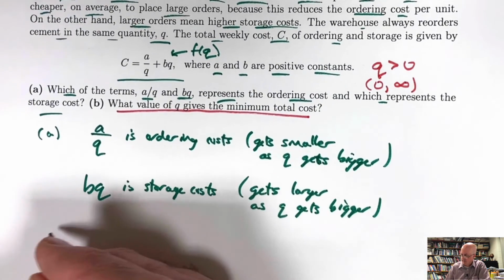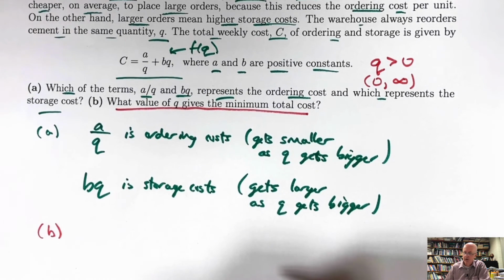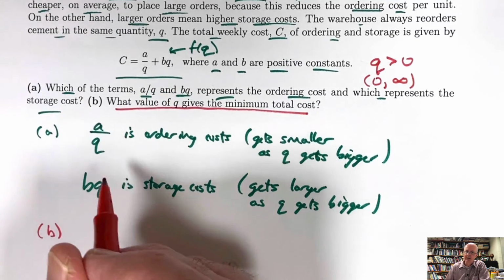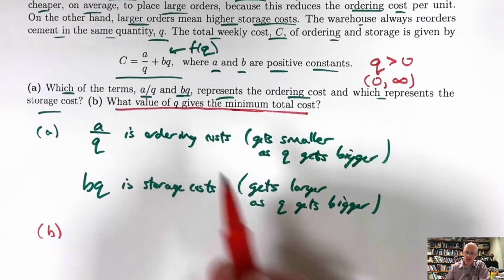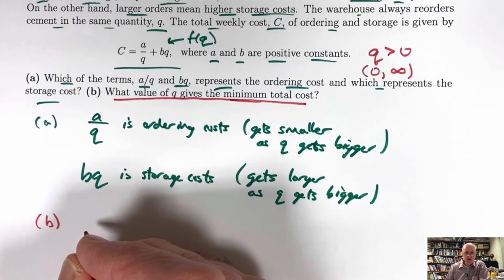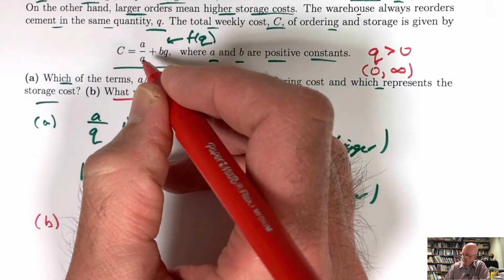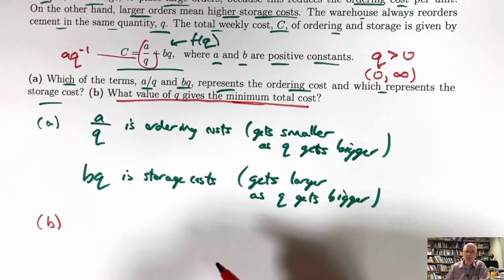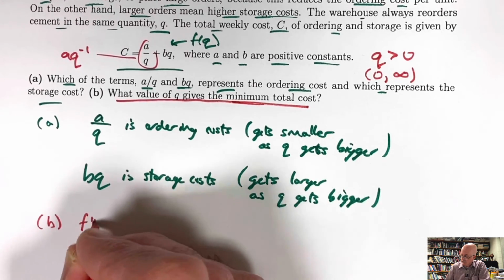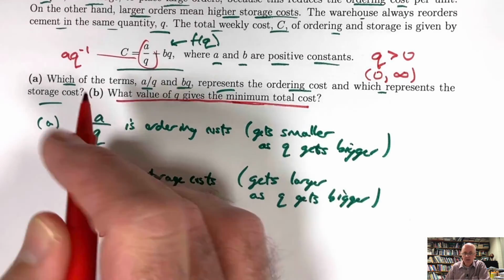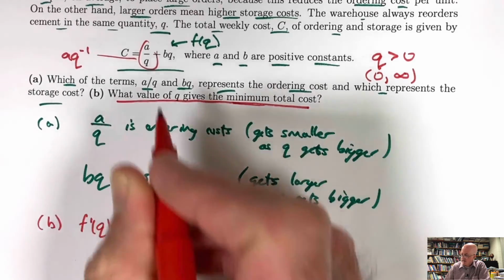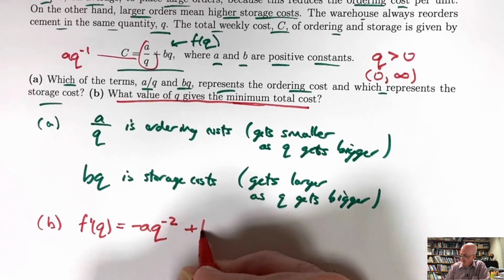We just need to find the derivative, set it equal to 0 to find the critical point or points. And maybe by the nature of this sum, we would convince ourselves that it has to be not just a local minimum, but a global minimum. So what's the derivative? Q is the variable, A and B are constants. This is the same as A times Q to the negative 1. Alternatively, I could use the quotient rule. F prime of Q is the derivative of that, negative A Q to the negative 2, plus the derivative of B times Q, which is just B.